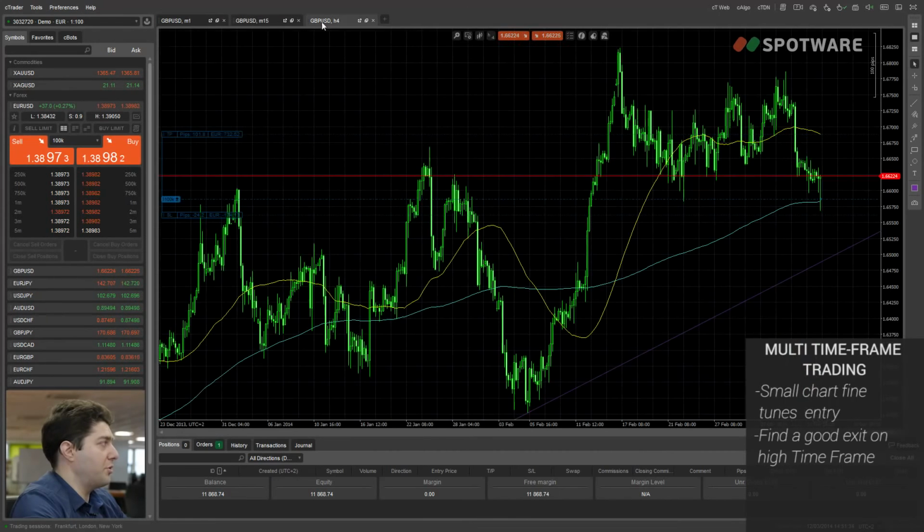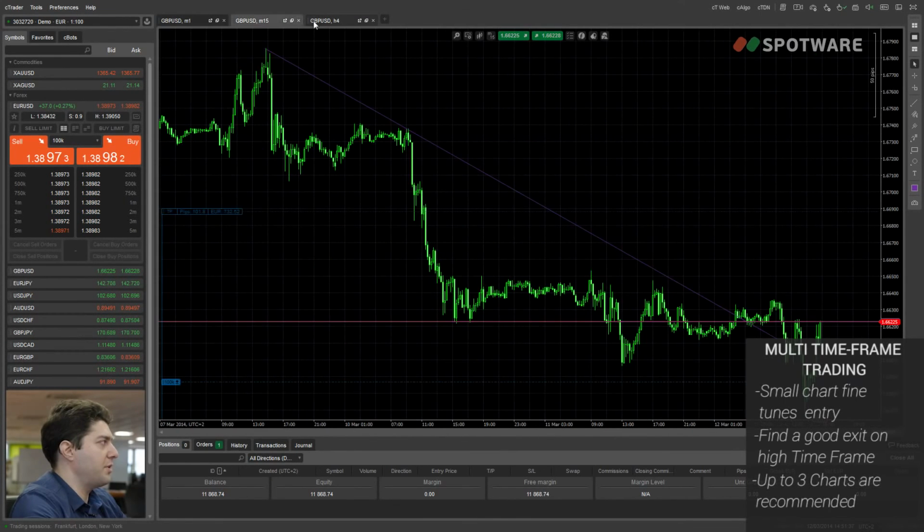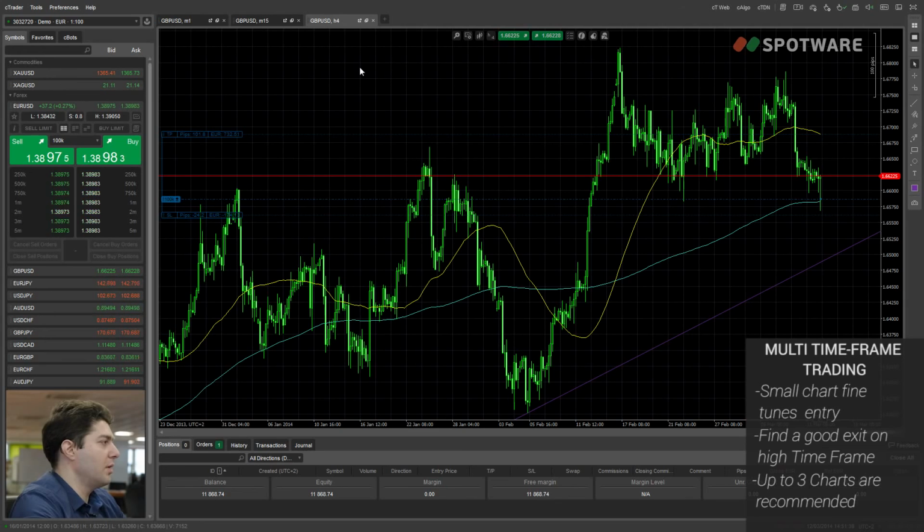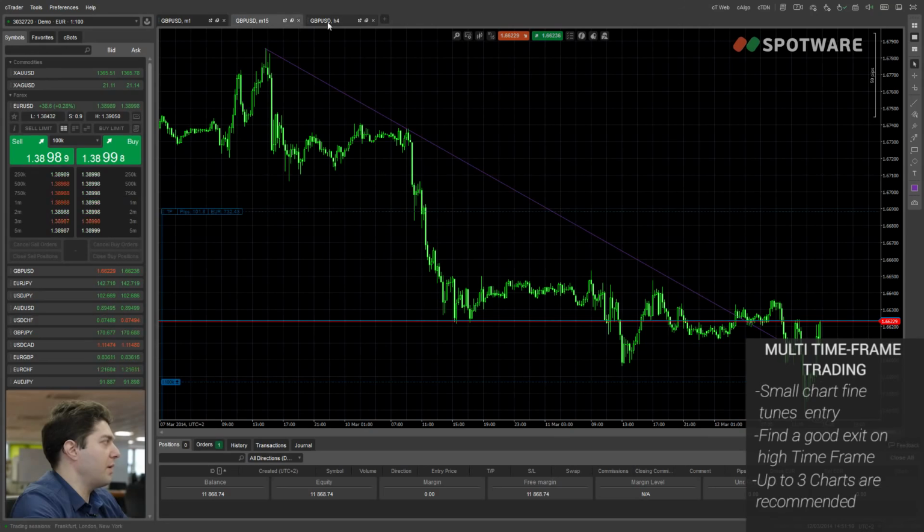There is actually no limit on the amount of charts that you can use, even though I strongly recommend using just 3 charts. Using more charts, there is a good chance that it's going to confuse you a lot and you're going to have a problem. It's going to have the opposite effect. You're going to be confused instead of getting some value out of multi-time frame analysis.